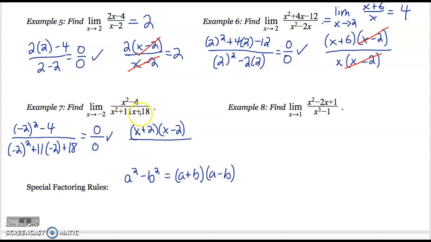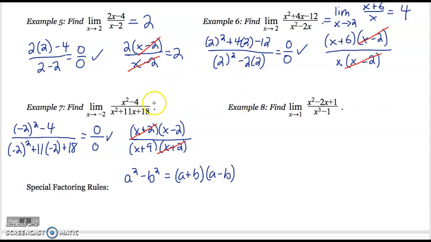On the bottom, though, we need what multiplies to 18 and adds to 11. Well, that's just a 9 and a 2. So x plus 9 and x plus 2. Now we see if there are any factors that we can cancel out, and there are. It's okay. They don't have to be right on top of each other. It also didn't matter which order you wrote these in.